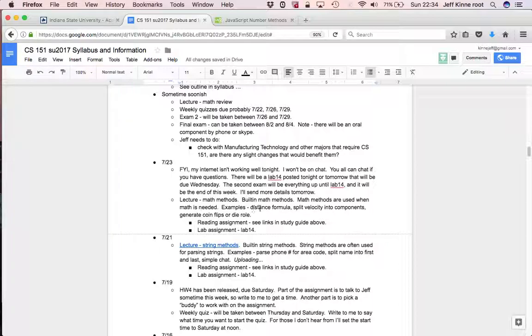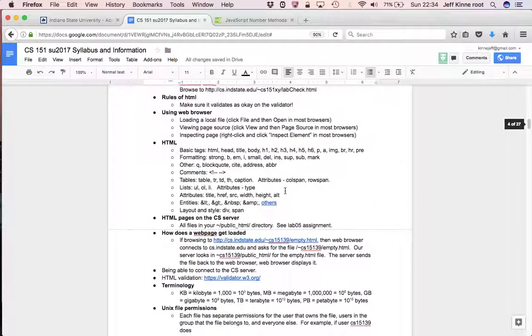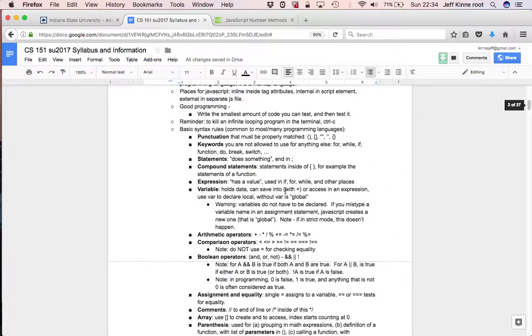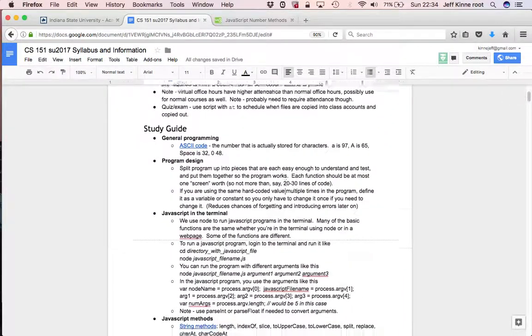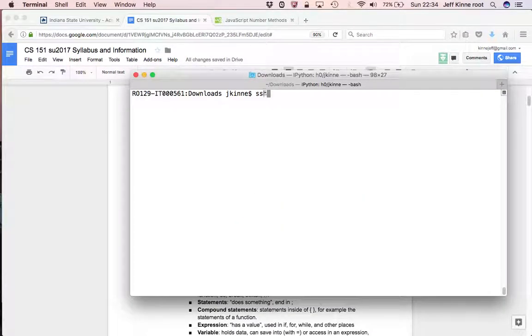So a couple examples that we have in mind: distance formula, generate coin flips, or die roll. But the real point is to have some examples for each of these things listed here. Let's get into JavaScript.